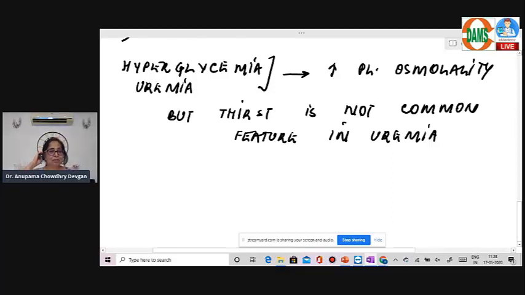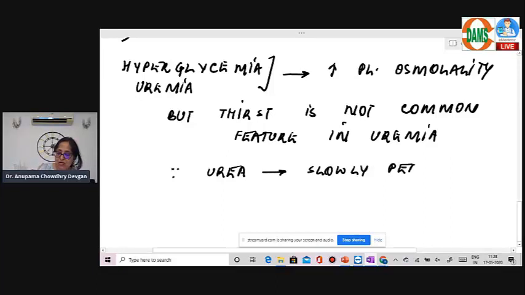Because what is going to happen to urea? Urea is a slowly permeating substance. It has an osmotic coefficient of 0. It can move across the cell membranes. So it moves across the membranes of the osmoreceptors and does not stimulate them.